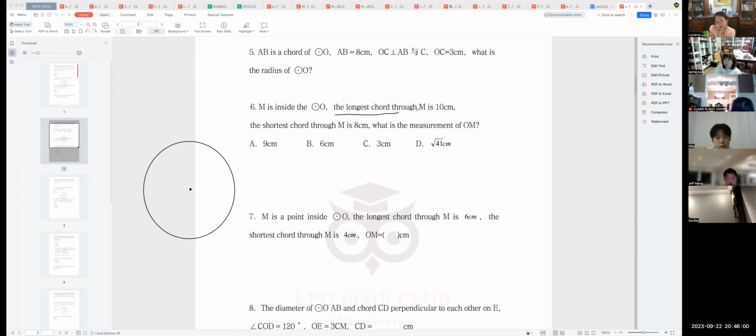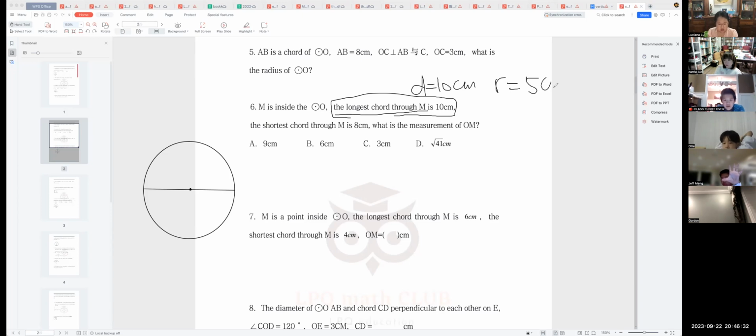Did you see this sentence? The longest chord through M is 10. Do you understand this one? Let me ask you a very simple question. Very good, Daniel. The longest chord is the diameter. So inside a circle, the longest chord always equals the diameter, which means diameter equals 10 centimeter, everybody. So radius equals what? 5. Very good.